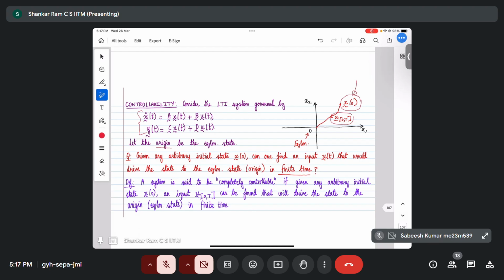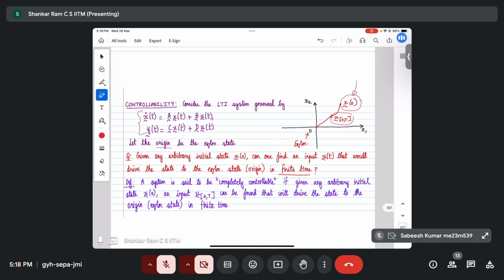control input u of t in a finite time, which will drive it to the equilibrium state? Then the system is said to be controllable. So this is the definition of controllability. That is, if we are given this system and let's say the origin is the equilibrium state, the question that we ask ourselves is, are we in a position to find an input u which, in a finite time interval of 0 to capital T, drives any arbitrary initial state to the equilibrium state.